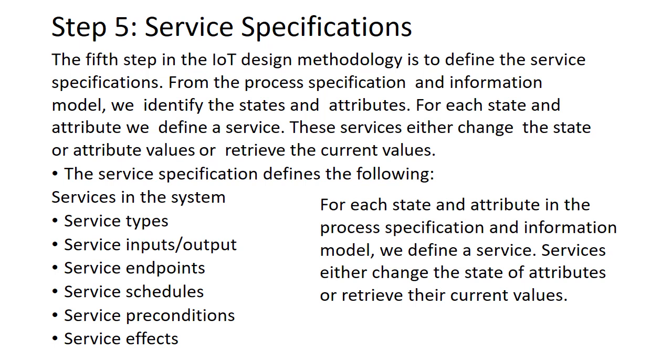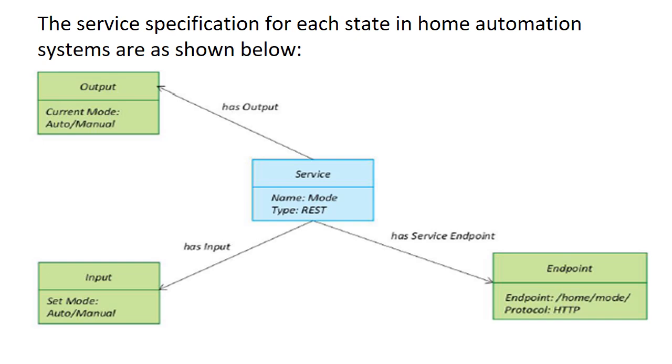Fifth step is service specification. Here the service-oriented approaches are defined. A service can either change the state or attribute values, or retrieve the current values, and these are the various types of services defined in the home automation system. And this is the diagram that defines the service.